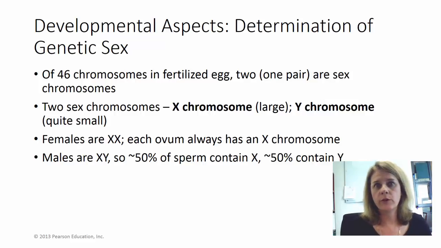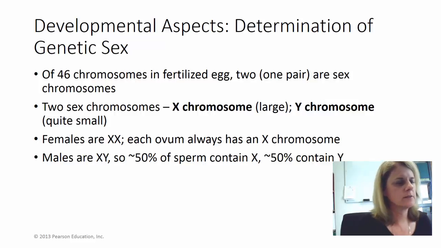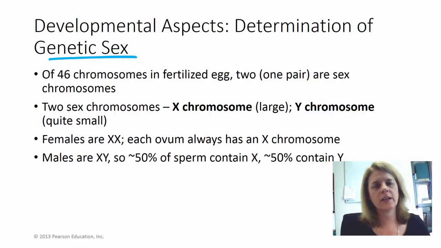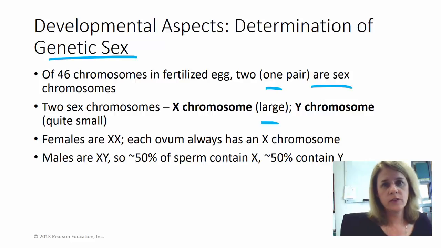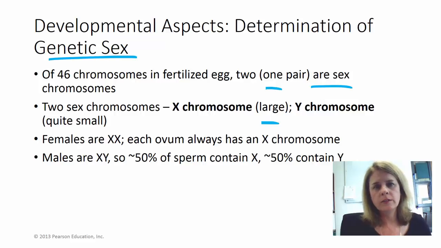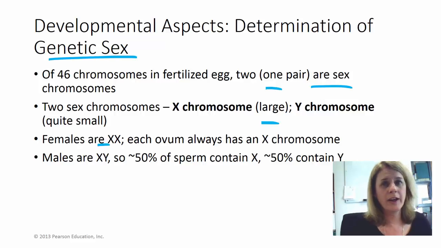What makes boys boys, and girls girls? That is due to the chromosomes that you have. So what determines genetic sex? Your biologic sex is what your chromosomes tell you. Remember, we have 46 chromosomes, 23 pairs. One pair are your sex chromosomes. You have X chromosomes and Y chromosomes. The X one's very large, the Y one's very small. So if you're female, you're XX. If you're male, you're XY.